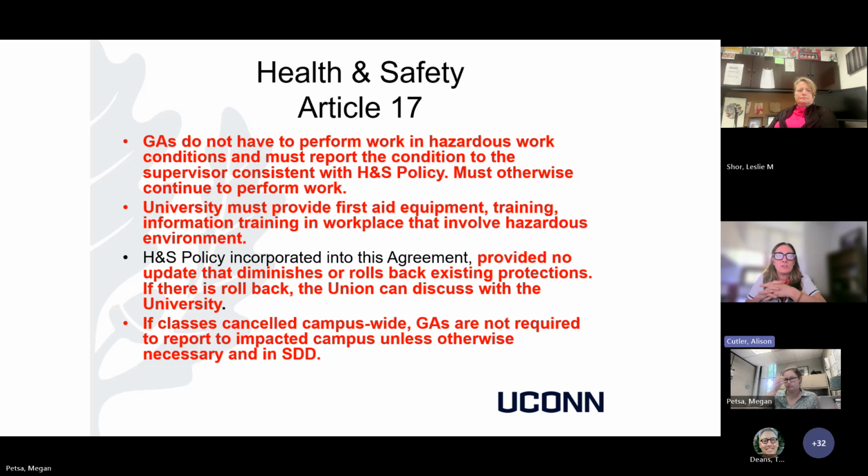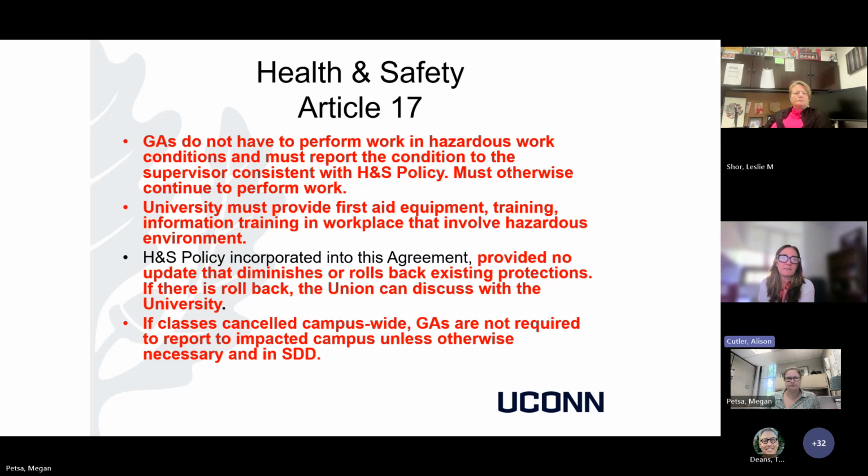We put in language too that no GA is required to work in a hazardous work condition, but they should follow the policy and report it as required, and they should be doing their work otherwise. So we don't want a GA saying, oh, this is a hazardous work condition, I'm not going to work at all and leave. There should be work for them to do if they're outside of that hazardous work condition. Same thing, university must provide first aid equipment, training, and information that involves a hazardous duty environment.